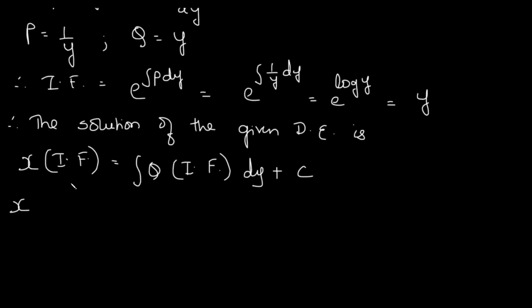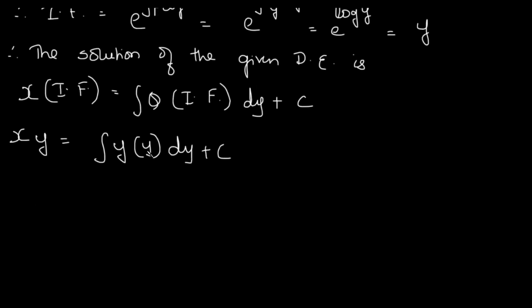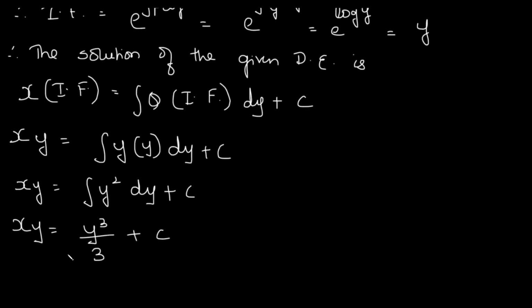So now substituting the value of integrating factor, which is y, we get xy is equal to integral Q, which is again y, so y into y dy plus c. This becomes easy enough to do on the RHS, isn't it? So as you can see, we get xy is equal to integral y square dy plus c, and the integral of y square is y cube upon 3. So we get xy is equal to y cube upon 3 plus c.